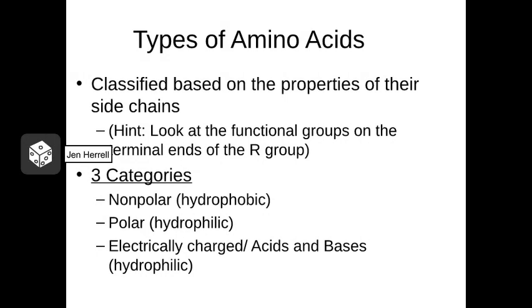The 20 different amino acids are classified in three categories. Some of them are nonpolar or hydrophobic, some are polar or hydrophilic, and some are electrically charged, and they can be broken down into either acids or bases. Let's take a look at them.